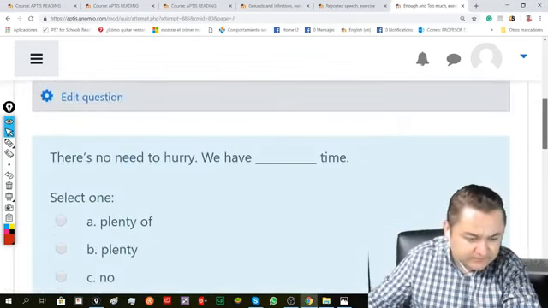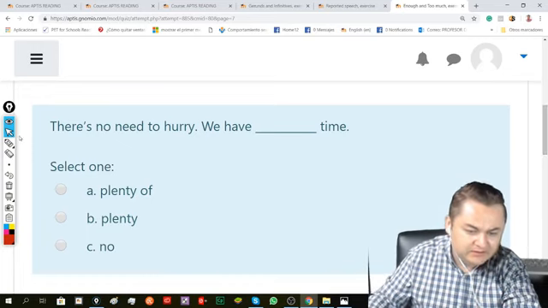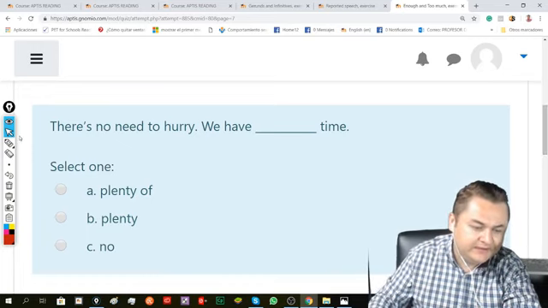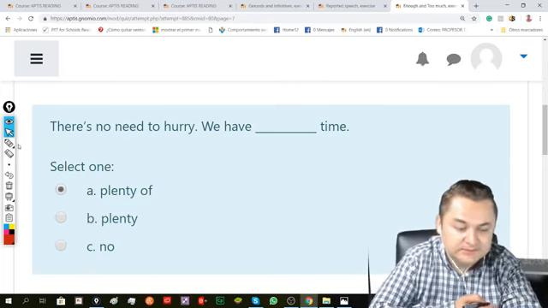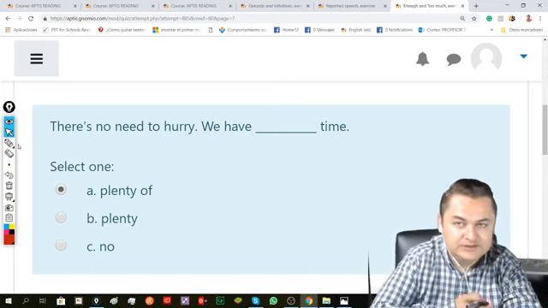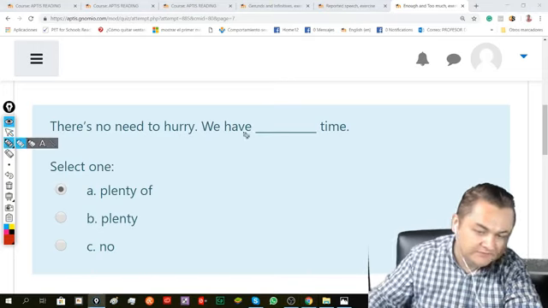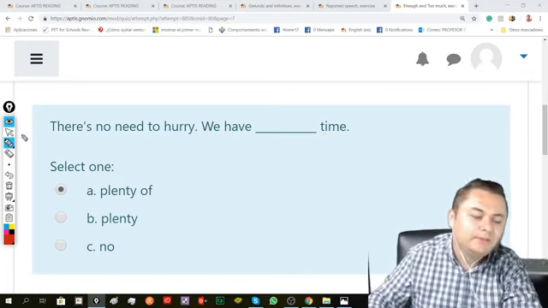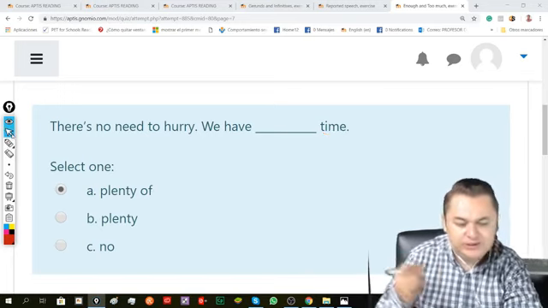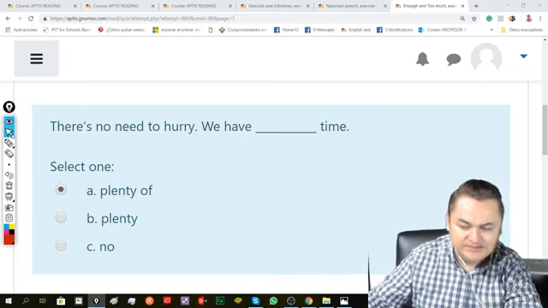Then we have this one. There's no need to hurry. We have, and the expression is plenty of. In English, plenty of means a lot, but not plenty. It should be plenty of, because after of, I have a noun. So I need to use the expression plenty of. There's no need to hurry. We have plenty of time.